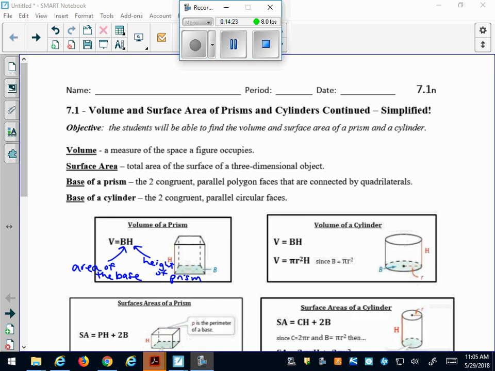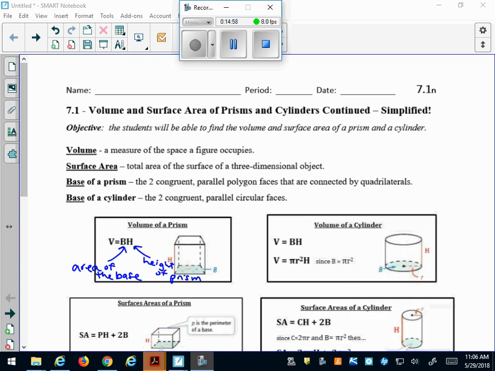Volume you've done before. Volume is just how much space is inside of a solid, three-dimensional object, right? So it's how much you could fill, like if you were going to fill it up with water or fill it up with sand, how much can fit in there. Surface area is basically going to be the area of all of the faces added together.